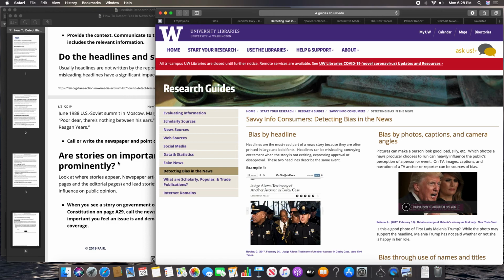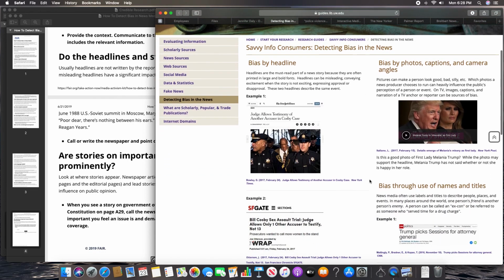All right, so let's look at some language then. We're going to take a peek over here now. Bias by headline. The headline is the title. This is supposed to give the reader an idea of what's to come. It's the most read part of the news story, and they're often printed in large and bold fonts because they want to draw you in. They want to catch you, and they want you to read the rest of the article. Headlines can be misleading, conveying excitement when the story's not exciting, expressing approval or disapproval.